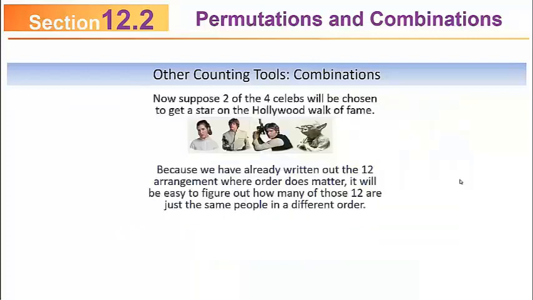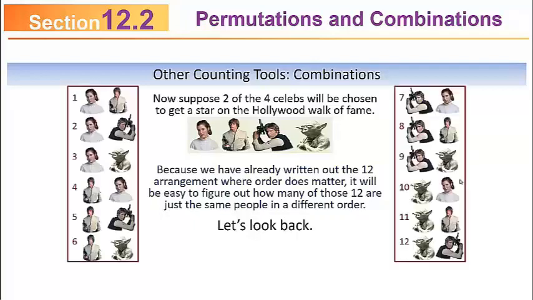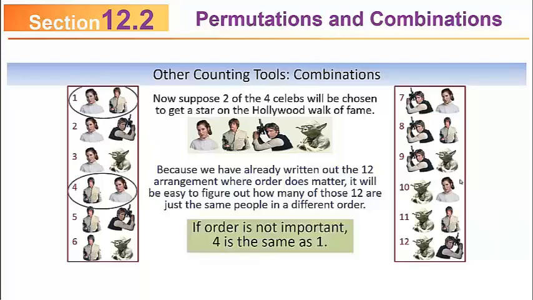Now, we've already written out the 12 arrangements for the bicycle built for two, and we can see that with the stars, the order doesn't matter. So we can look back at the answer we got for the bicycle built for two and just eliminate the duplicates. In other words, if you've got Leia and Han, and you've got Han and Leia, if you're just giving them a star, it doesn't matter what order they were chosen in. So really, 4 is a duplicate of 1, so you can just get rid of 4. And the same thing is true going down the list. If you've got Leia and Han, that's the same as Han and Leia, which is number 7, so you can get rid of the 7.